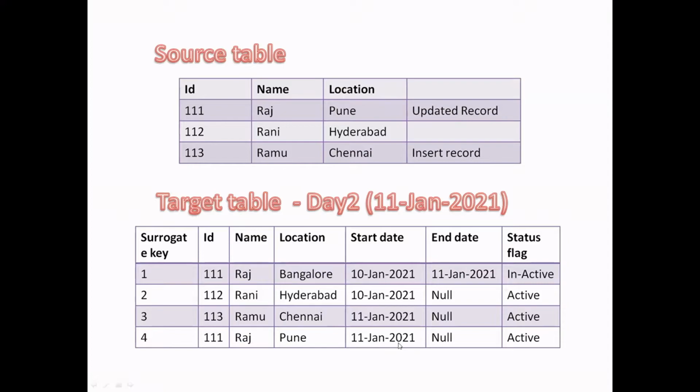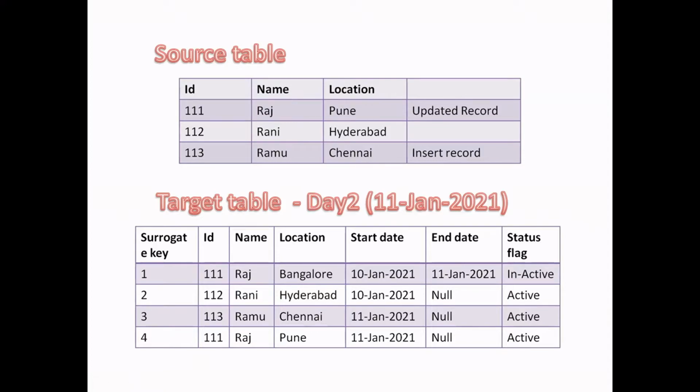So the start date is 11th and the end date, it is actually active now, hence the status is active. Now, if you see 111 Raj Bangalore, it is inactive because the location has been changed. This record is not the current record, it is an inactive record. Hence, I have given the end date as 11th Jan because it is being changed on 11th Jan, and the status we will be changing to inactive. Okay, so now the surrogate key acts as the primary key in this case. I hope you got this one.